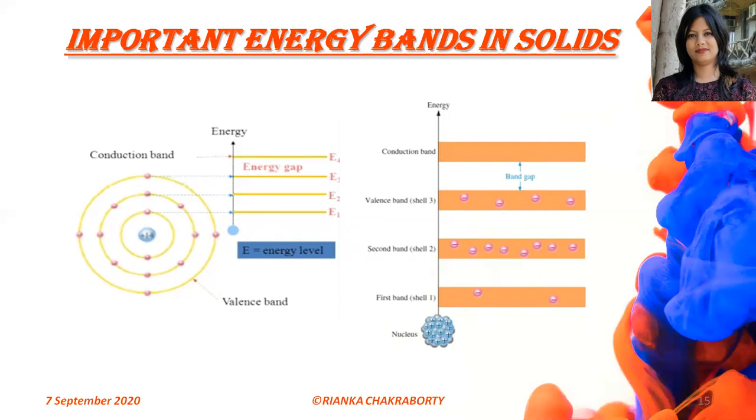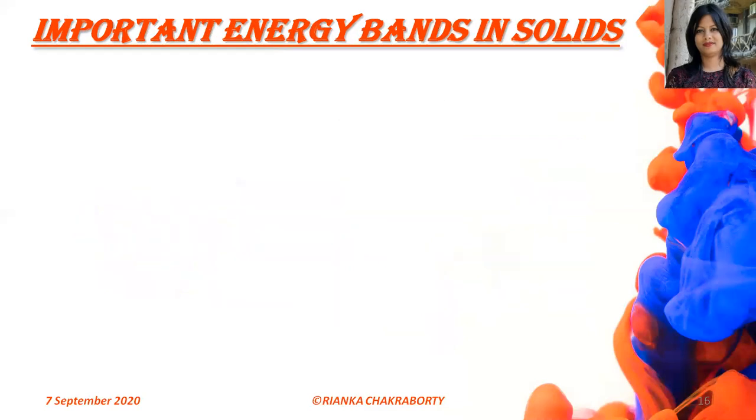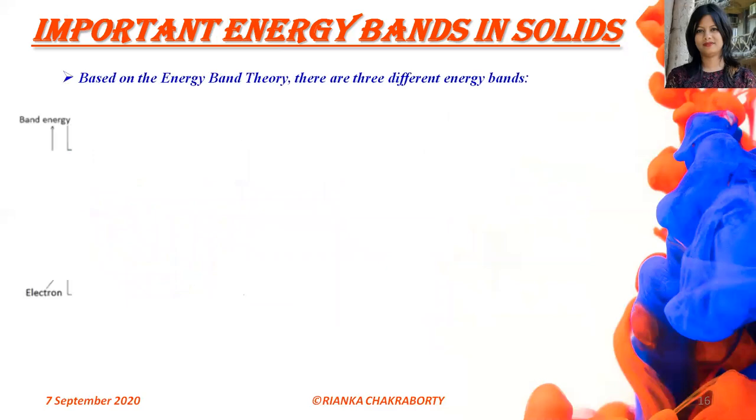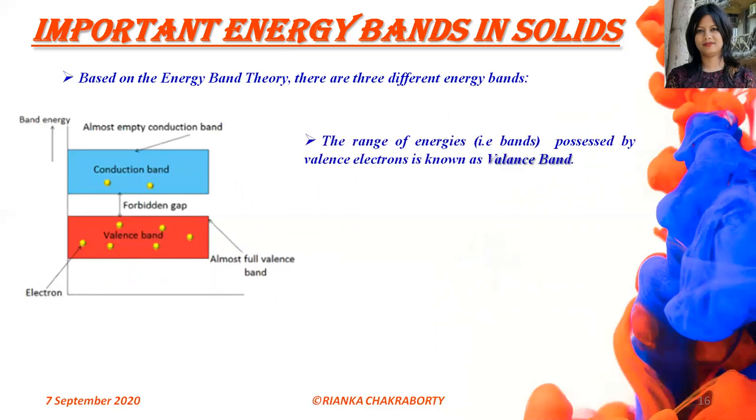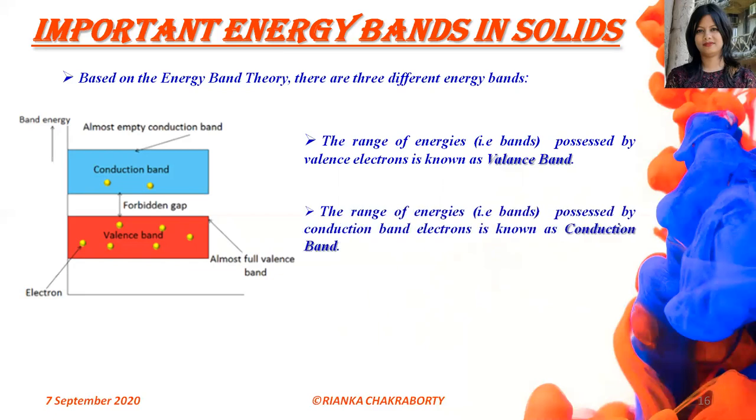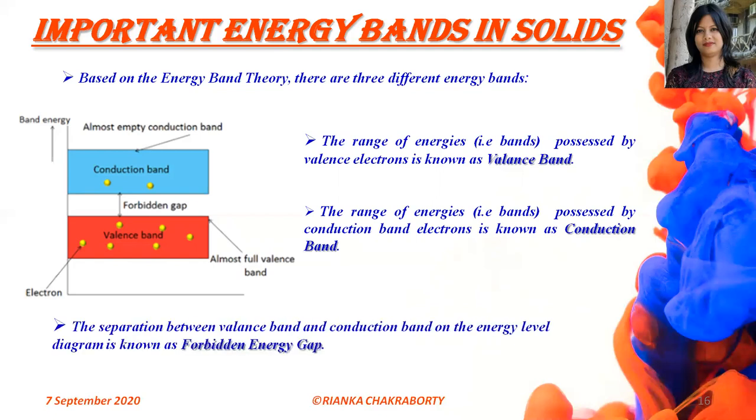So we can say that based on the energy band theory, there are three different energy bands. One is the valence band, another is the conduction band, and another is the forbidden energy gap. The range of energies possessed by the valence electrons is known as the valence band. The range of energies possessed by the conduction band electrons is known as the conduction band. And the separation between the valence band and conduction band on the energy level diagram is known as the forbidden energy gap.